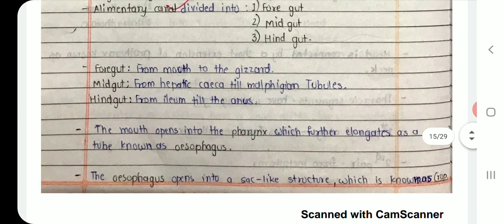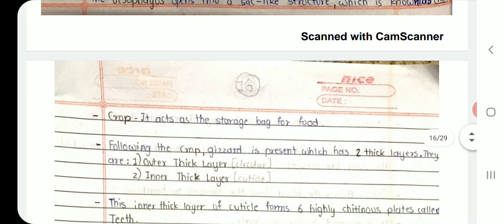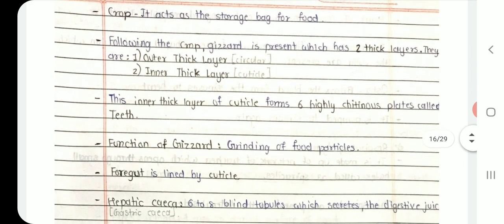Next, the mouth opens into the pharynx. Whatever the cockroach eats opens inside the mouth, and this mouth opens into the pharynx region. This pharynx is further elongated into a narrow tube-like structure which is known as esophagus, right? This esophagus opens into a sac-like structure which is known as crop. So firstly, the mouth opens into the pharynx. This pharynx is elongated into a tube-like structure known as esophagus, and esophagus opens into a bag-like structure which is known as crop, right?